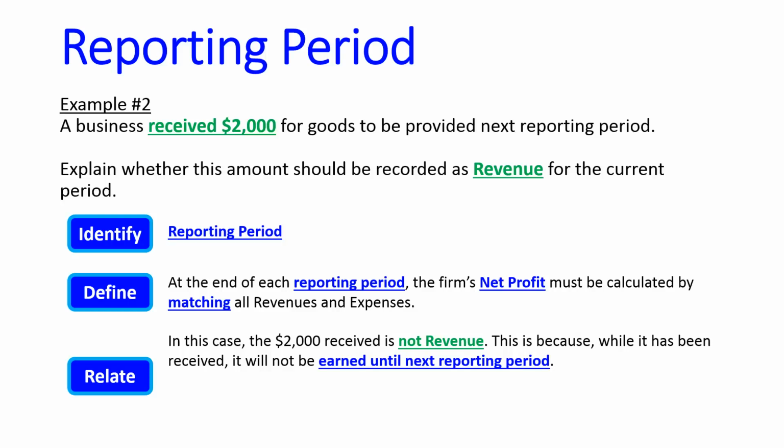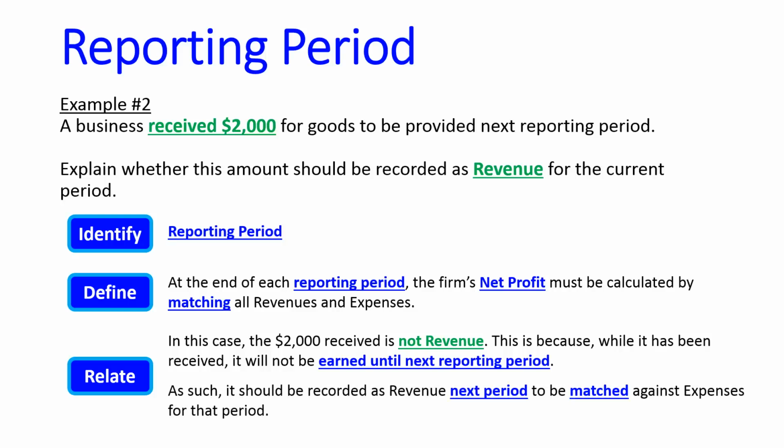So whilst we've received it, it won't be earned until next reporting period. And what I should do then is only recognize it as a revenue next period, and that way I'll be able to match it against the revenues for next period with the expenses, and I'll be able to get my net profit correct. If I counted it as revenue for this period, I'll be matching revenues for next period with expenses for this period, which doesn't make any sense.